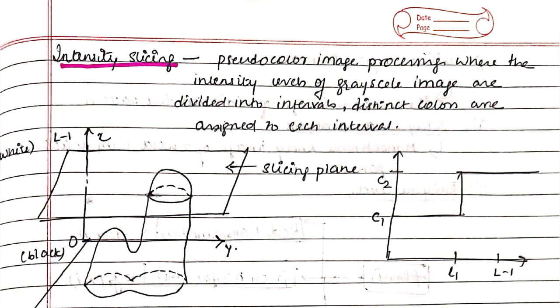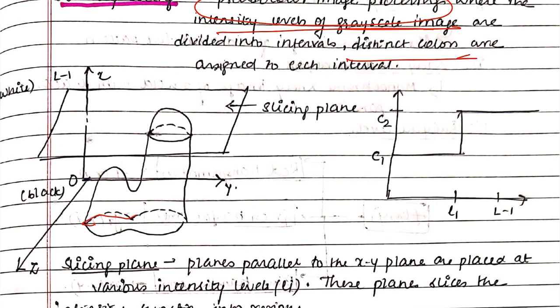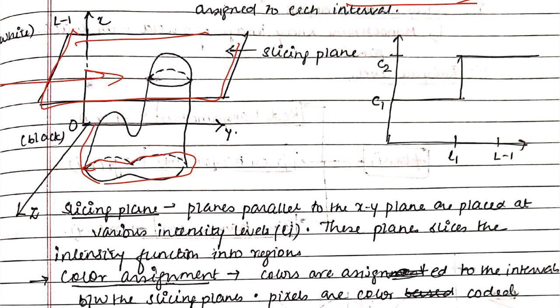Next is intensity slicing. The name says slicing, cutting off something. It is mainly used in pseudo color processing, with the intensity levels of a grayscale image. Whatever grayscale image you have is divided into smaller intervals, and distinct colors are assigned to them at a particular level. Like if I consider this as a particular image and this as my slicing plane, I will apply this and slice it into two equal regions. Okay, so what is a slicing plane? Slicing planes are planes which are parallel to the xy axis and are placed at various intensity levels. Yes, it is the xy axis only.